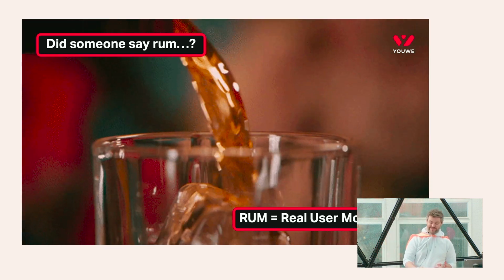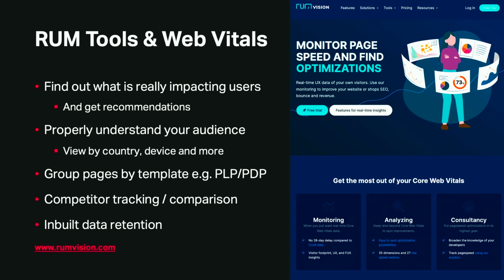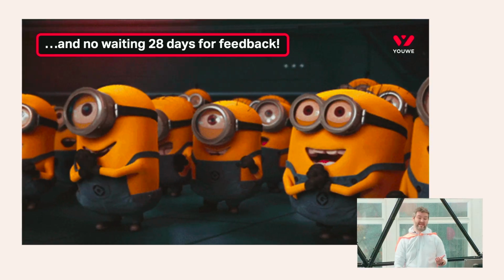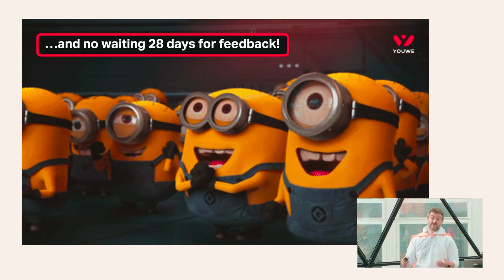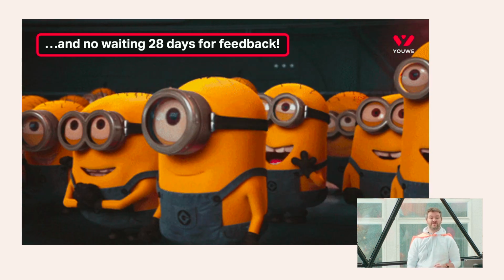What I'm talking about is real user monitoring. There's lots of real user monitoring tools out there. I'm highlighting this one called RunVision just because they have a great focus on Core Web Vitals and they have a pretty decent product. Basically, this will give you far more information, find out what's going wrong, which users, devices, countries, locations, whatever, and you can group things by template, data retention, all sorts of things. But the key thing is you don't have to wait 28 days. It's almost instant. You can find out within, say, an hour that something's causing a problem, and then you can respond and try and fix the issue.